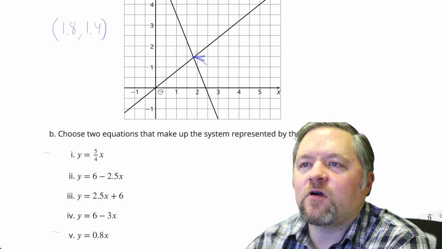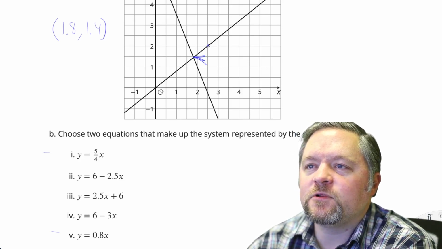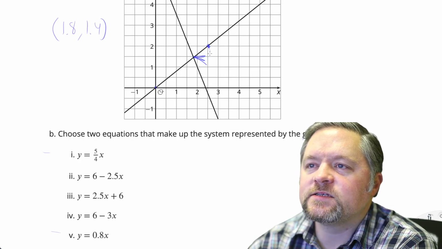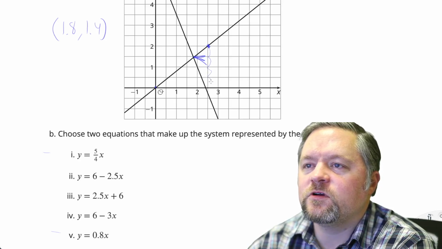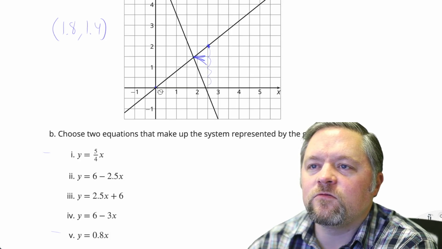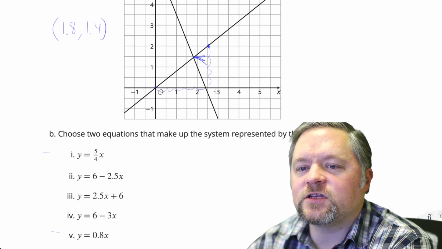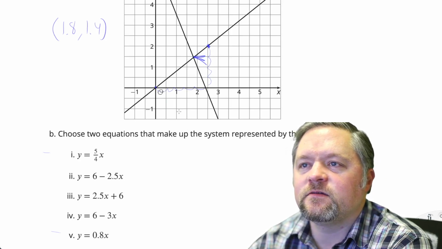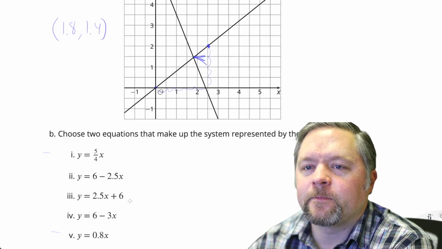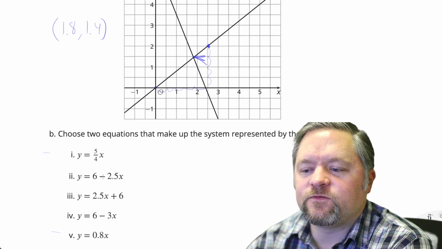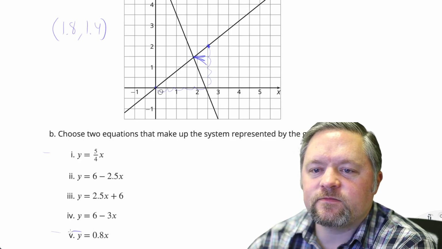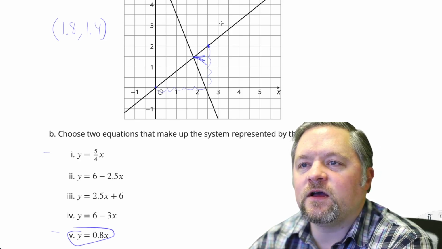Now, let's look at rise over run. If I find a couple of nice points here, I see a rise of 1, 2, 3, 4, and a run of 1, 2, 3, 4, 5. So that looks like 4/5. Well, this one's 5/4, so it's got to be this one. That's one of our lines.